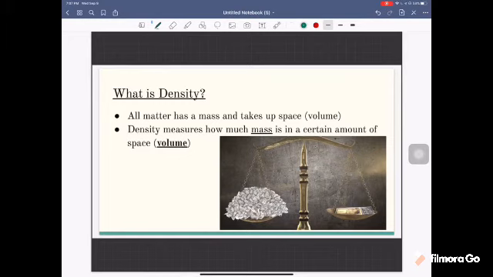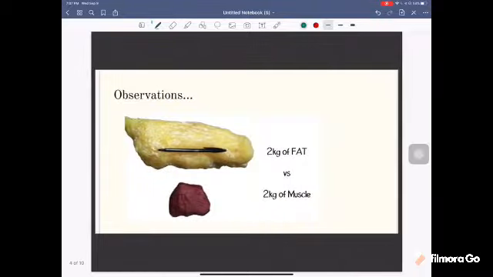But density is where we actually start putting things together. Density is the measure of how much mass we have in a certain amount of space, or volume. So it is a mass-volume relationship. So here are our two concepts that we are going to hone in on. Density is our hardcore concept, and then we have a mass-volume relationship. And let's take a look.